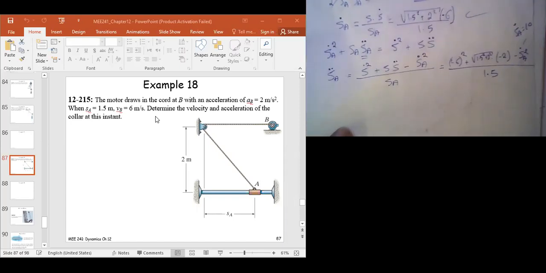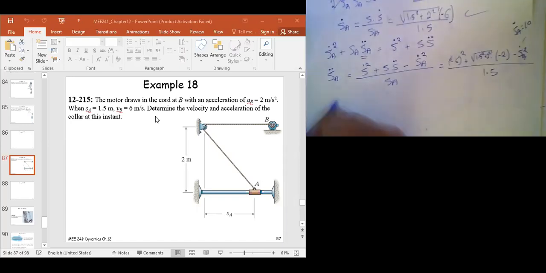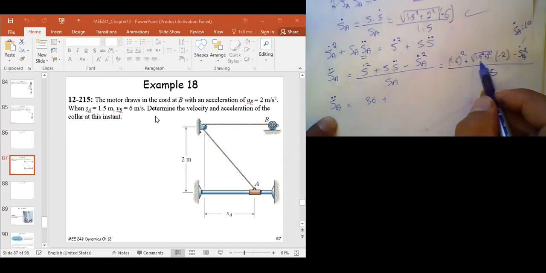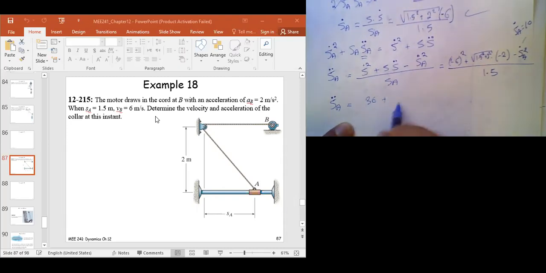Okay, let's kind of clean this up and then resolve this. So SA double dot is going to be equal to 36. You mentioned this guy is equal to how much? 2.5, right? Square root, yes, of 2.5 times minus 2 minus 100, right? It comes out to minus 46.